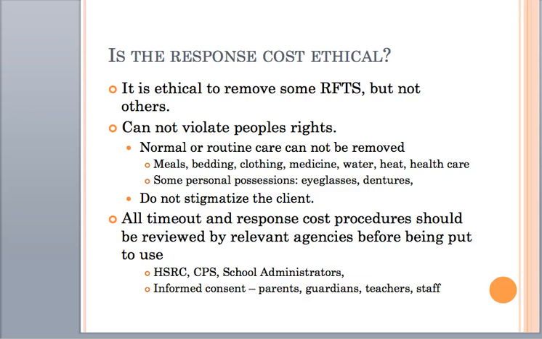Get consent from teachers and staff if you're going to remove opportunities to engage in certain activities. So if they're not going to be able to play on a sports team, or if they're not going to be able to participate in recess, there's a certain amount of approvals that you need to get and informed consent that you need to get before you can start using certain kinds of response costs.